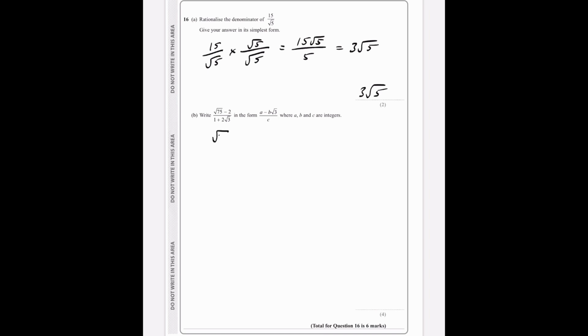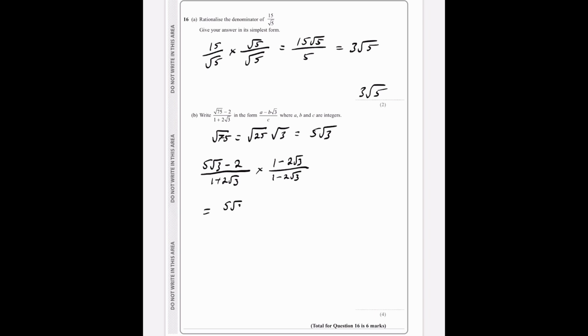For b, I'm going to make my life easier by simplifying root 75 at the front. So root 75, root 25 times root 3 is 5 root 3. So I'm going to rewrite the fraction as 5 root 3 subtract 2 all over 1 plus 2 root 3. And then to rationalise the denominator, I'm going to multiply by the conjugate pair. So I'm going to multiply by 1 minus 2 root 3 over 1 minus 2 root 3.